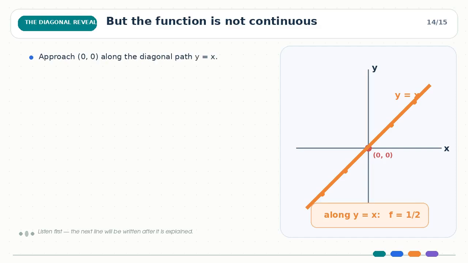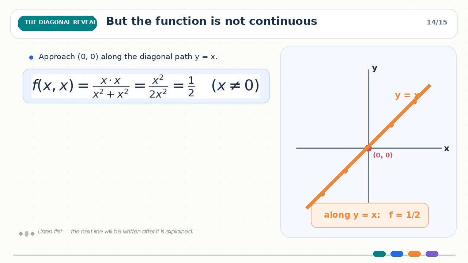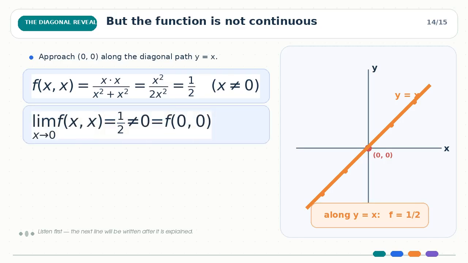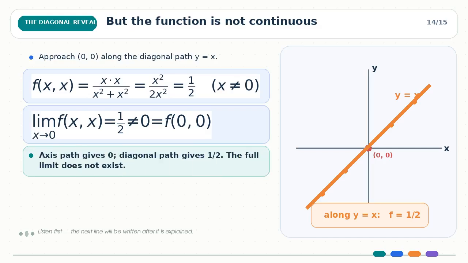Now approach the origin along a direction that the two partial derivatives did not test, the diagonal path y equals x. Along y equals x, the function becomes x squared divided by 2x squared. For every non-zero x, that value is 1/2. Therefore the limit along the diagonal is 1/2, not 0, while the function value at the origin is 0. The x-axis path gives 0, but the diagonal path gives 1/2. Since two paths give different answers, the full two-variable limit does not exist.